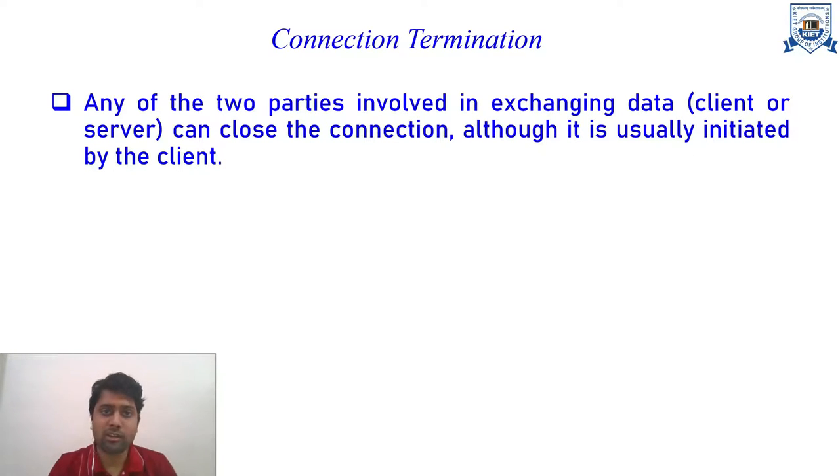That is very important, the connection termination, because so far we have established a connection, which we have seen in the last video. Now we have seen how we can transmit the data between the client and the server. Now the third phase, once the two phases are done, is the connection termination. Any of the two parties involved in exchanging data can initiate the request of termination, the client or the server.